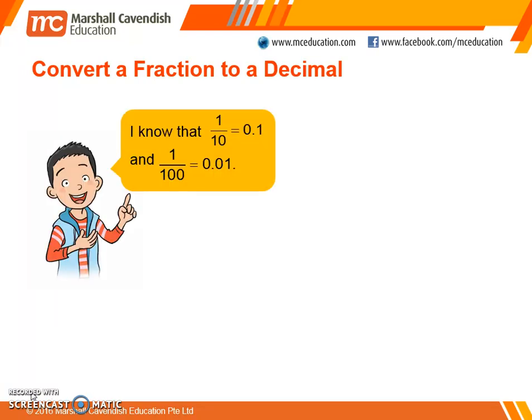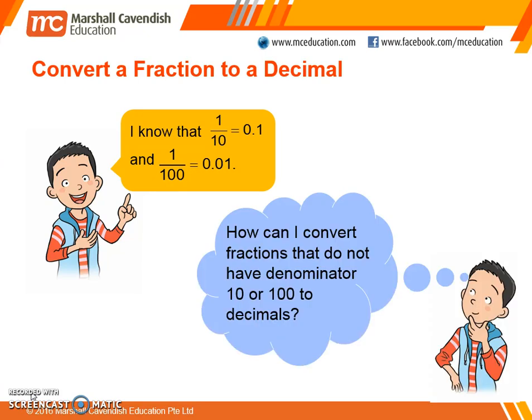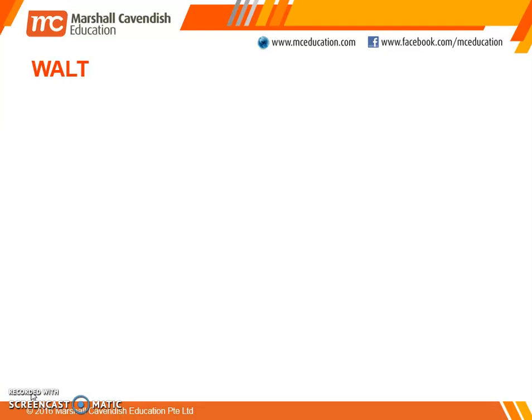If we know that 1/10 is 0.1 and 1/100 is 0.01, what if I have fractions that do not have a denominator of 10 or 100? How can I convert them to decimals? Here are some examples. Half, 1/5, 3/4. This question is something that we will work on today. Today, we are learning to convert a fraction to a decimal.